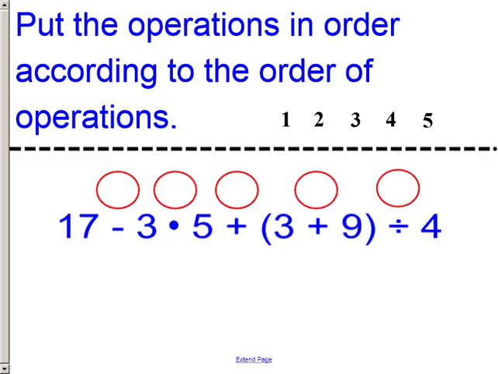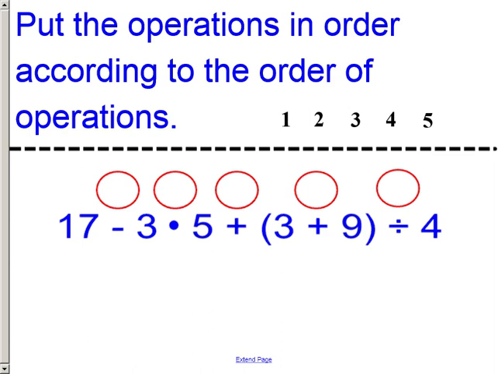Now this problem has more steps, but it's really not a hard problem. Again, do I have any grouping symbols? If you look through and you ask yourself those steps every single time, it's an organized approach. It'll help you get it in the right order. So do I have any grouping symbols?